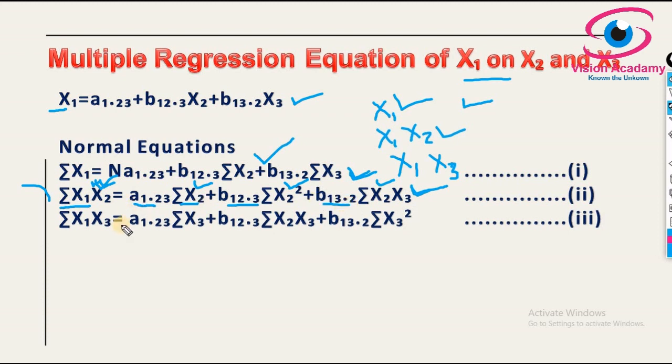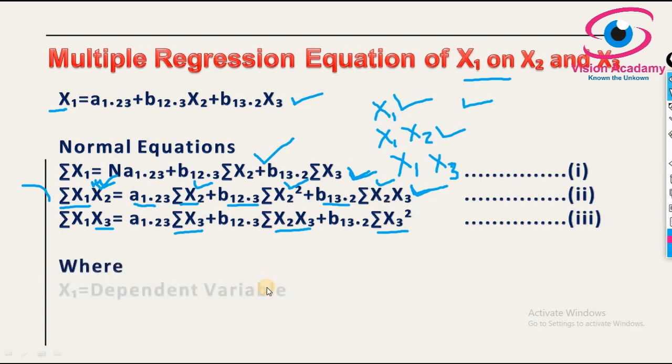Let us consider the third equation, that is summation x1 x3. Here also I need to consider all other combinations relating to x3. Very importantly, you need to keep in your mind that you need to consider all other combinations relating to x3. For example, here summation x3, here summation x2 x3, here summation x3 square. This is very logical, in such a way that it is formulated, modeled just like multiple correlation and partial correlation. So let us see what these mean then.